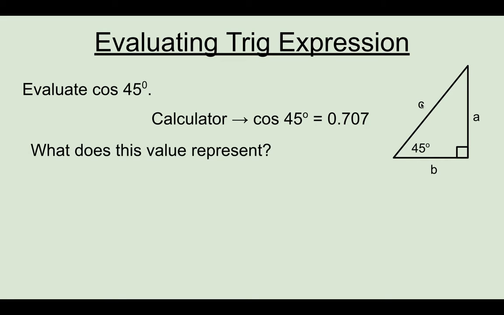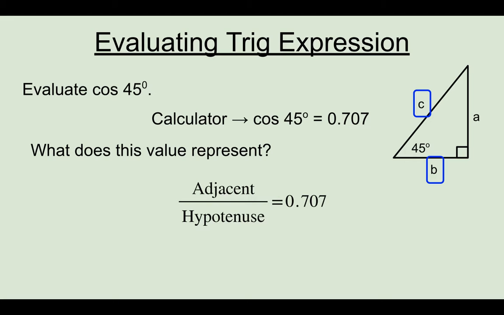So now when I ask you what this value represents, well, it's a cosine of a right triangle, so this value represents adjacent over hypotenuse, the ratio of adjacent and hypotenuse. This is less than 1, so I know the hypotenuse has to be larger than the adjacent. In our triangle, I specifically know b divided by c is 0.707. Whenever you hit enter on a trig expression, that's what it is. It's a ratio of sides.